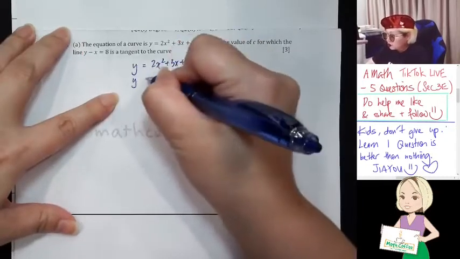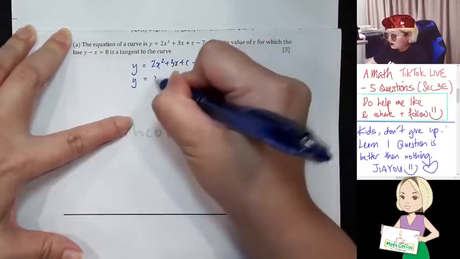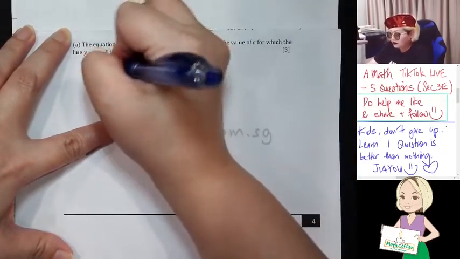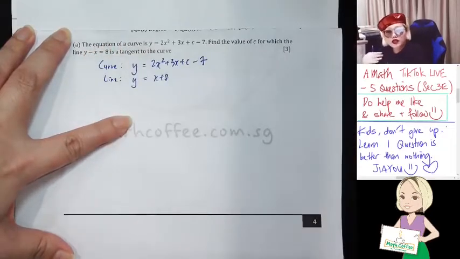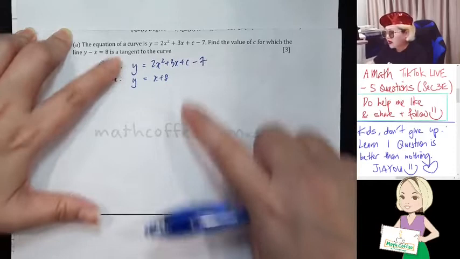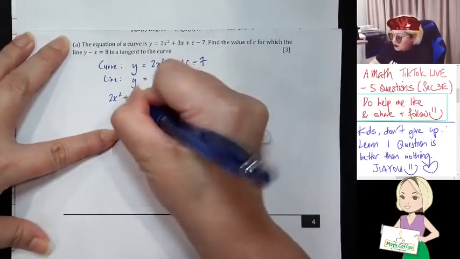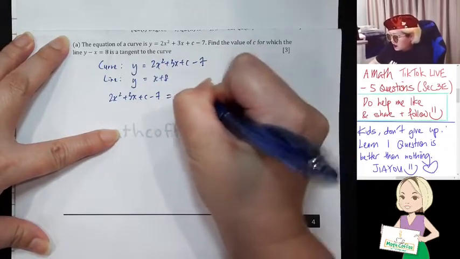Next, the line is y equals, I'm going to shift my minus x to the right hand side. So it becomes x plus 8. So this is the curve, and this is the line. Just like when we are finding the intersection point, we want to do simultaneous, right? So do simultaneous for this. Because it's already y subject, I'm just going to do 2x squared plus 3x plus c minus 7 equals x plus 8.